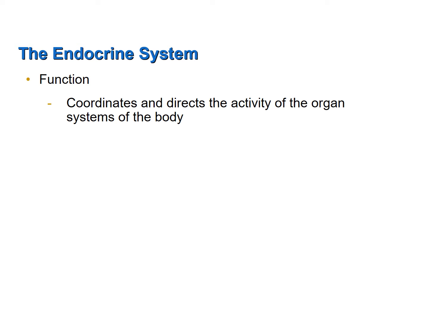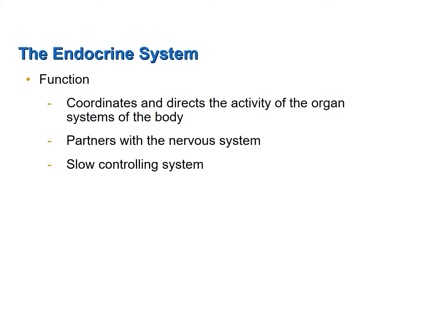The endocrine system functions to coordinate and direct the activity of the many organ systems of the body. So in this respect, it partners with the nervous system, which also coordinates and directs the activities of the other organ systems. However, we saw that the nervous system responds in milliseconds, whereas the endocrine system takes longer to respond, minutes, hours, sometimes days for a full response to be enacted.